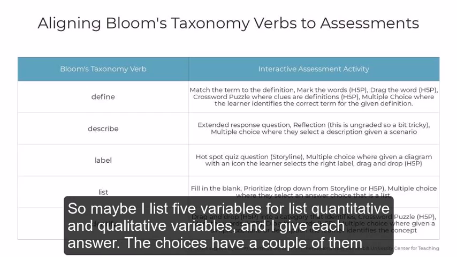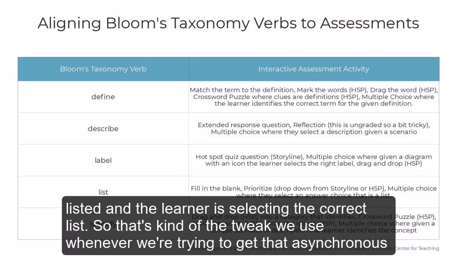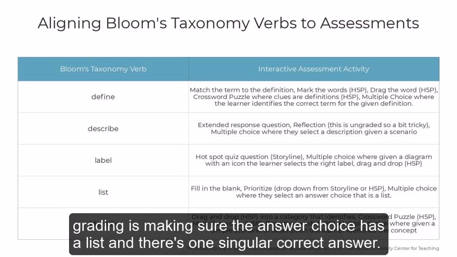So maybe I list 5 variables for listing quantitative and qualitative variables, and I give each answer choice a couple of them listed, and the learner is selecting the correct list. So that's the tweak we use whenever we're trying to get that asynchronous grading: making sure the answer choice has a list and there's one singular correct answer.